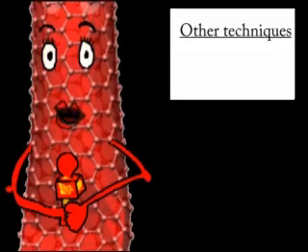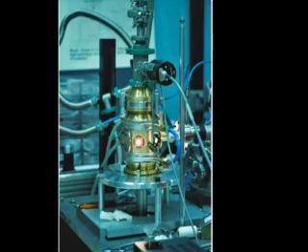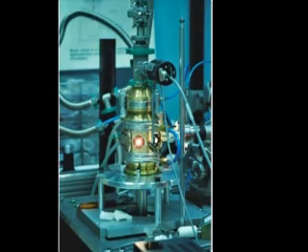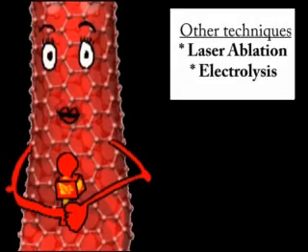Arc discharge and CVD are the most common techniques, but there are others, like laser ablation. In this technique, a laser is used to vaporize the carbon atoms from a graphite target. Laser ablation normally produces single-walled nanotubes. Another less common technique is electrolysis.